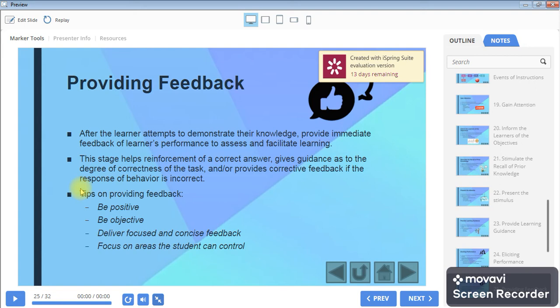It gives guidance to the degree of correctness of tasks and provides corrective feedback if the response or behavior is incorrect. Tips: be positive, be objective, and deliver focused and concise feedback. Focus on areas the students can control. Let's not be negative when giving feedback. It must be constructive criticism.